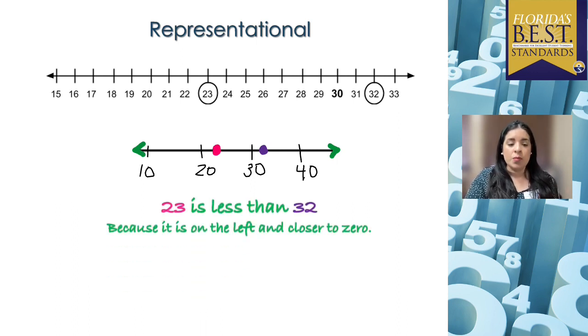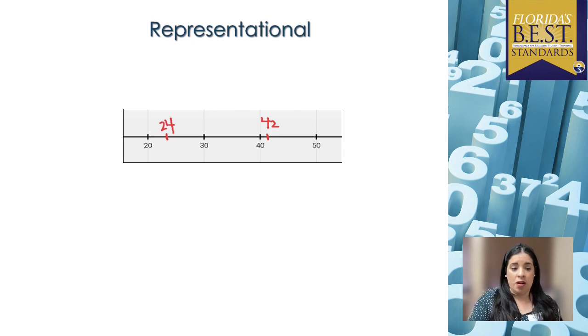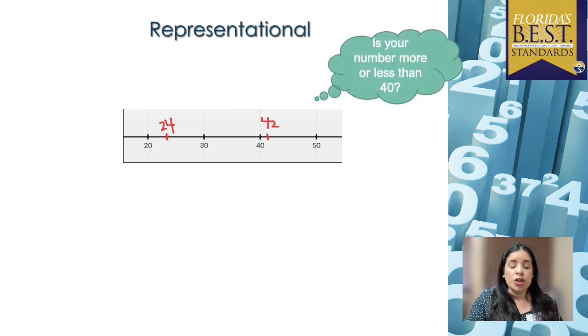Once we jot them down, then we can have those sentence stems of 23 is less than 32 because it's on the left and closer to 0. We can also create another sentence stem that 32 is greater than 23 because it's on the right and farther from 0. Other representational models are, again, those open number lines. Now, if students have trouble with this, you may ask questions like, is your number more or less than 40? And they may need to represent these numbers with that expanded form model. 40 plus 2 more. So it's going to be a little bit past that 40 line on the number line.